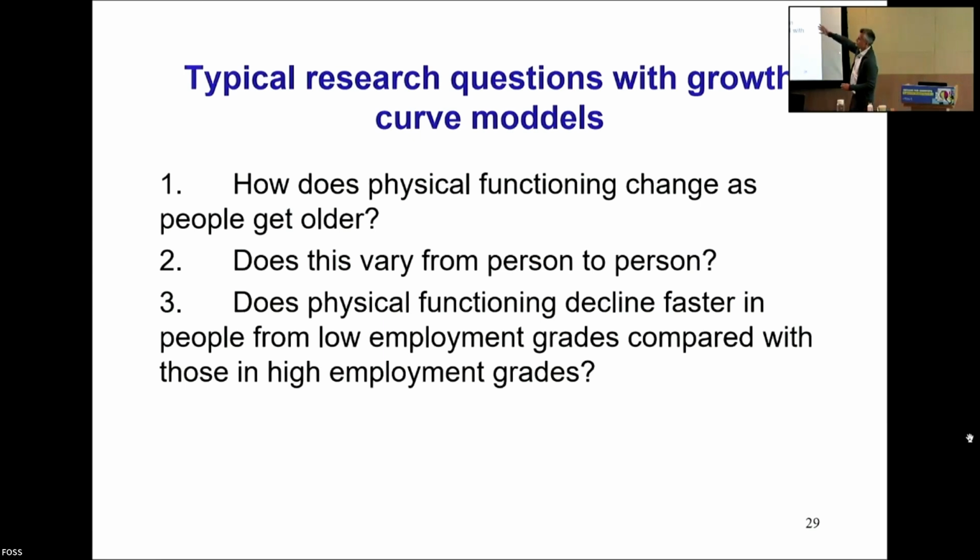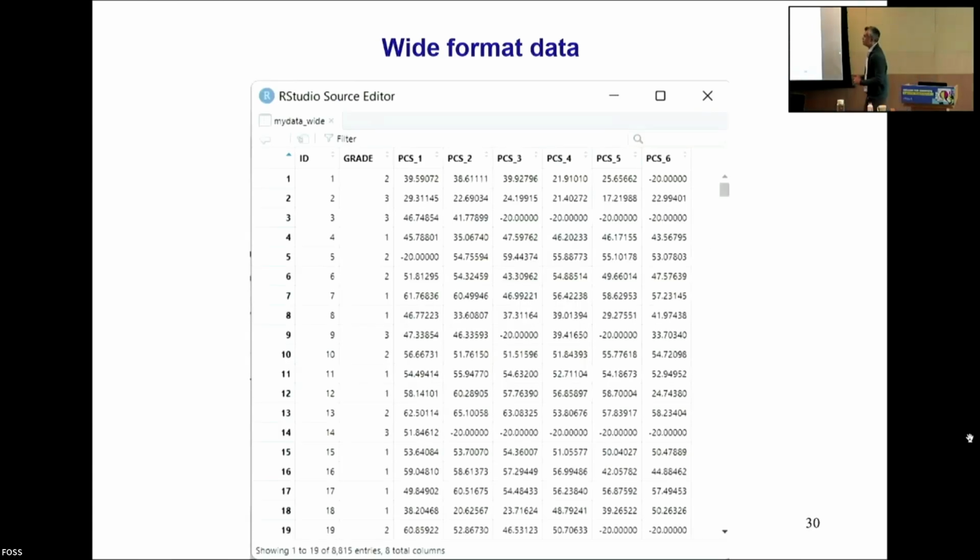So the types of questions we would ask is, does physical functioning decrease as people get older? You can guess probably yes. But how does this vary from person to person? And especially, does the decrease in physical functioning become faster if you're in a low status job compared to a high status job? So these are the kinds of questions that we'll be answering in the practicals that we'll be doing right now. And this gives you an idea of the data set.